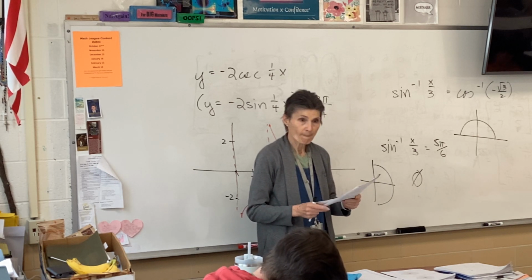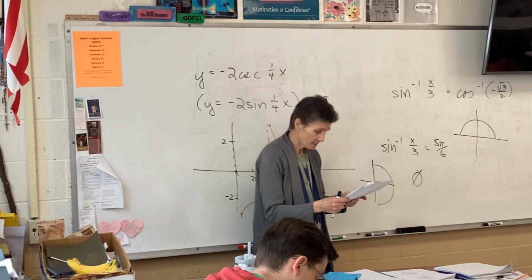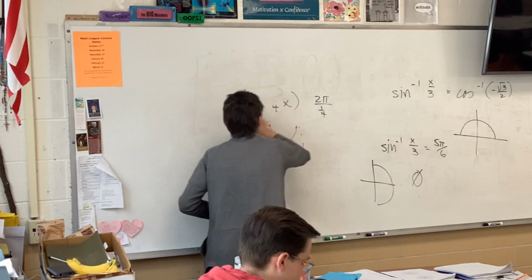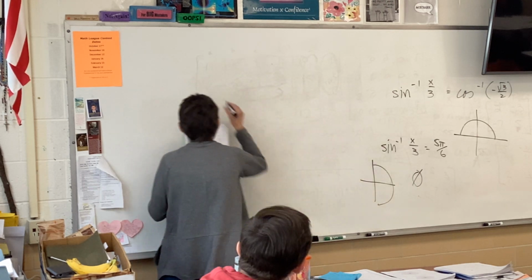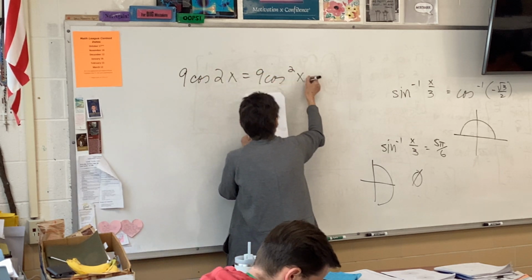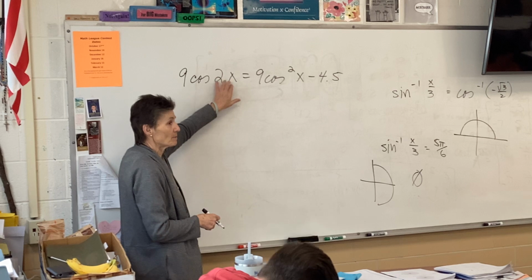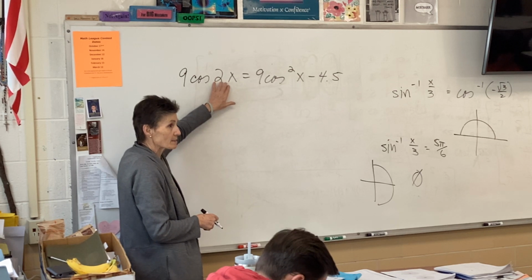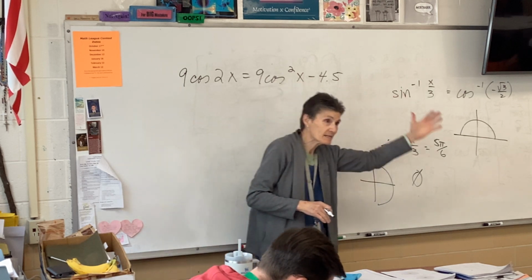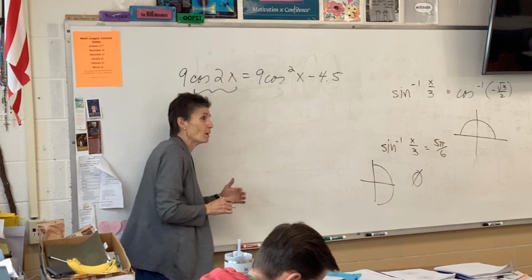Can you do 16D? Yep, let's see, 16D. This is kind of like a problem that we did earlier, in that it isn't possible to do it without changing something. Did you notice as you looked at the problem that this is a 2x and this is a regular x? That is bad news. It's like having the secant squared and the tangent. You can't do it. So what do we know about cosine 2x?